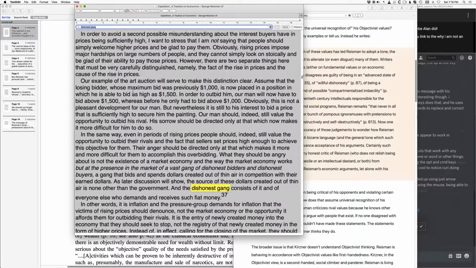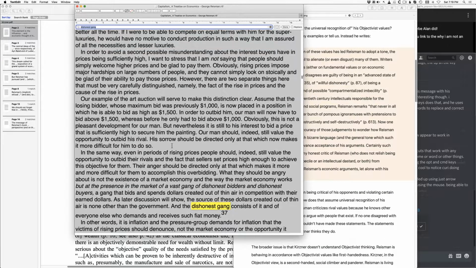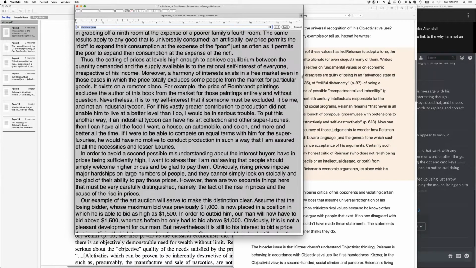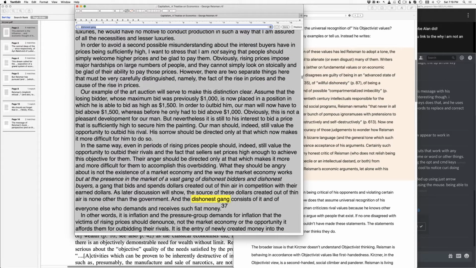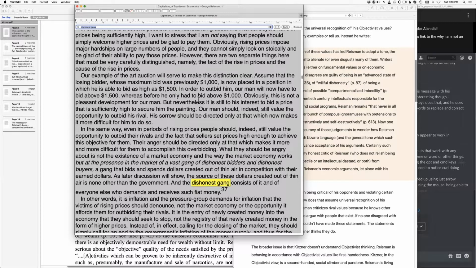This is a hypothetical with an art auction. The losing bidder had a maximum bid of 1,000, but now he'll bid 1,500, so our man now has to bid over 1,500 instead of only over 1,000. This is unpleasant, but it's still in his interest. So our guy has a max bid of, say, $5,000, so he'll raise his bid from $1,001 to $1,501 in order to get the painting. He's not happy to pay the extra $500, but it's still a good deal for him. So that's the kind of hypothetical scenario we're dealing with.